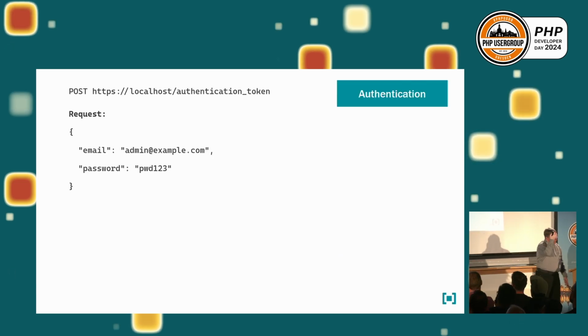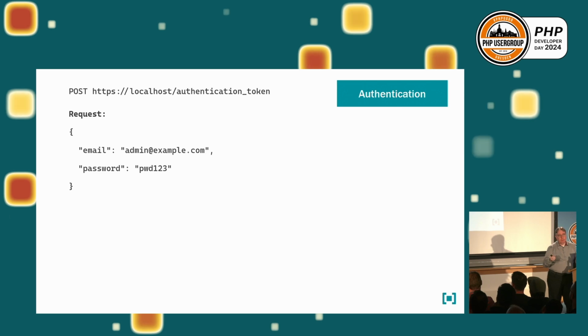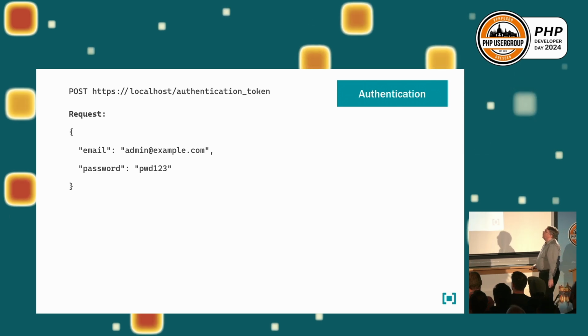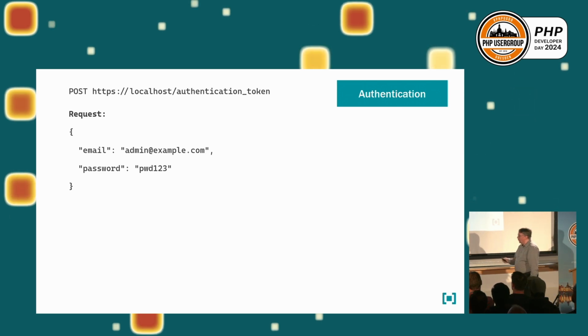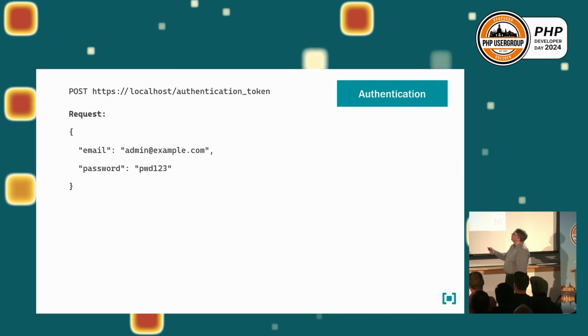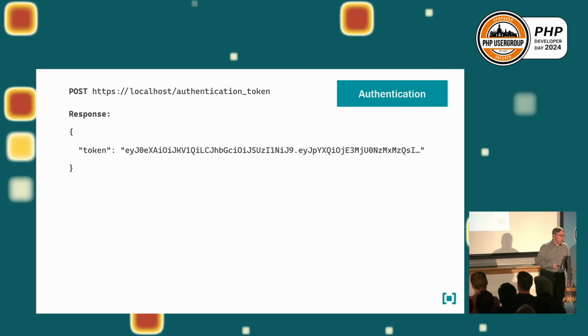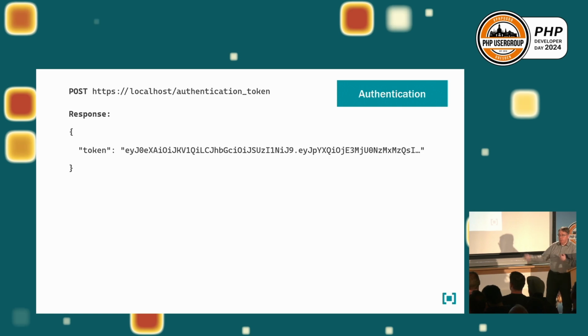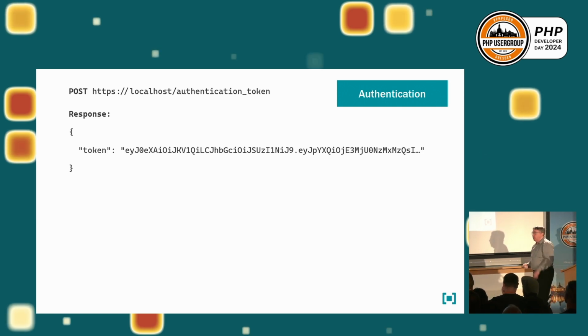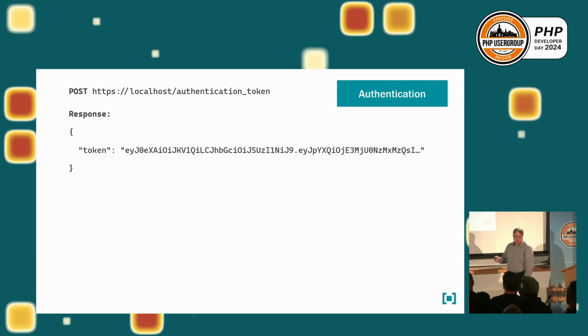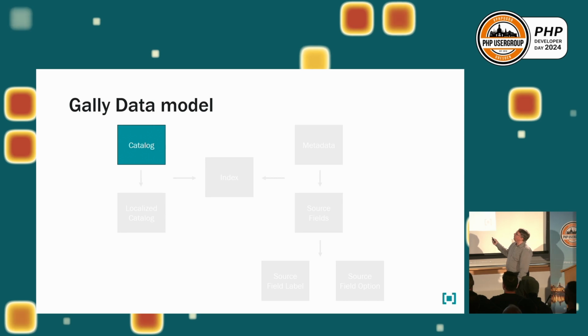First, I mean, we've seen that already. We need an authentication token, so we need to log in. We just post email and password to the authentication token endpoint, and we get a nice, lovely token back that we can then use as a bearer token and send it for all the subsequent requests. So let's first create a catalog.